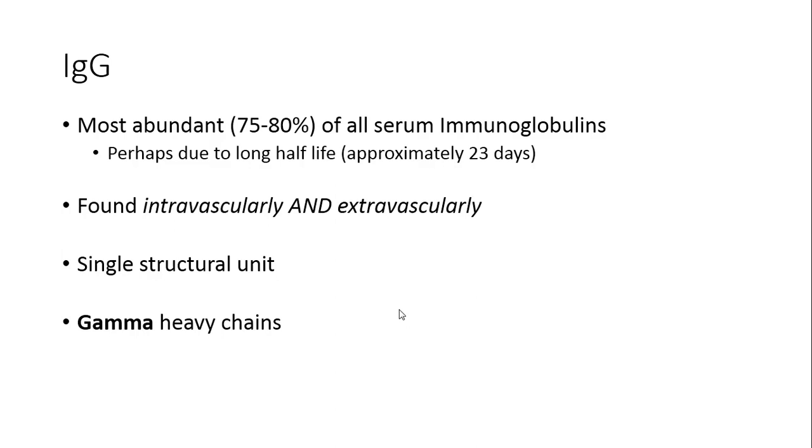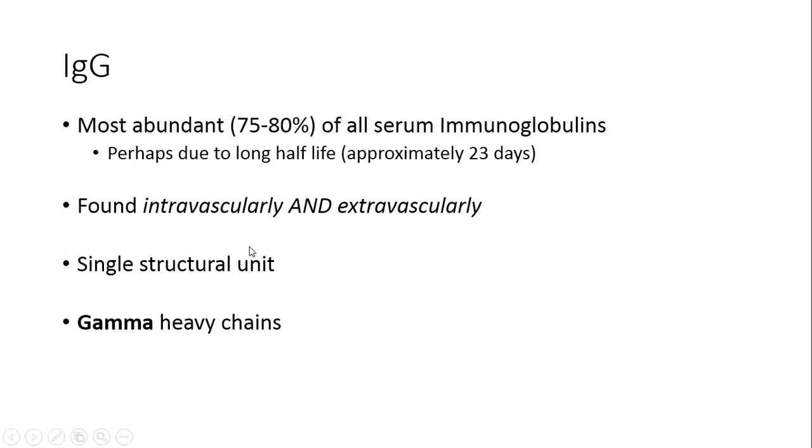IgG is probably a misnomer to say it's the most important, but it's the most abundant for sure. 75 to 80% of all the serum immunoglobulins are IgG for a number of reasons. Number one, IgG is what's produced when we have secondary immune responses. That's second exposure. IgG is not exclusively in the tissues or the vasculature.